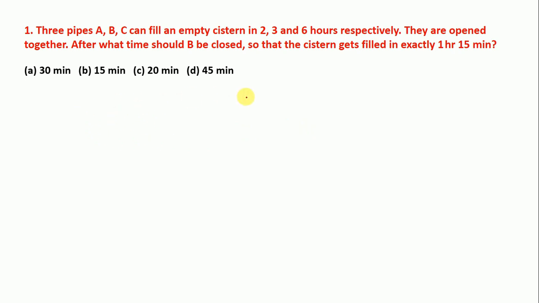And one more thing, as options are in minutes and time is given in hours, first of all convert this time in minutes. A takes 2 hours, which is equal to 120 minutes. B takes 180 minutes. C takes 360 minutes. And the LCM of all these three will be 360 minutes. And we can say that this is the total capacity of the cistern.